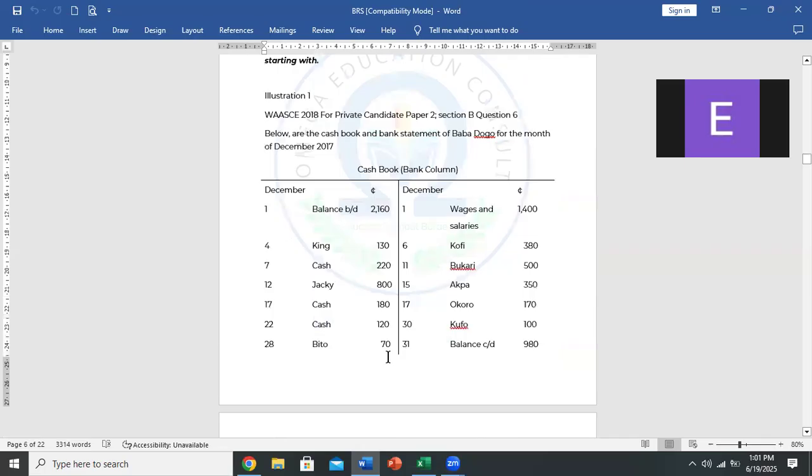Now, professors, let me be quick to tell you that bank reconciliation statement questions come in 3 different formats. The first format is what we are going to look at, which is where you are given the cash book and the bank statement. So let's look at the illustration here. And this is a WASSCE question, right? November. Below are the cash book and bank statement of Baba Dogo for the month of December.